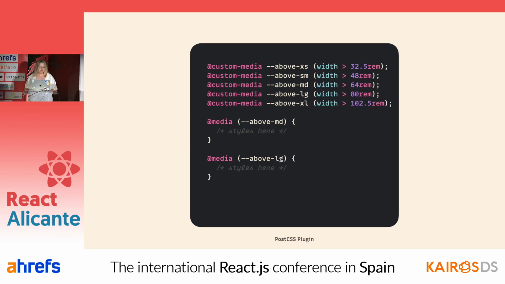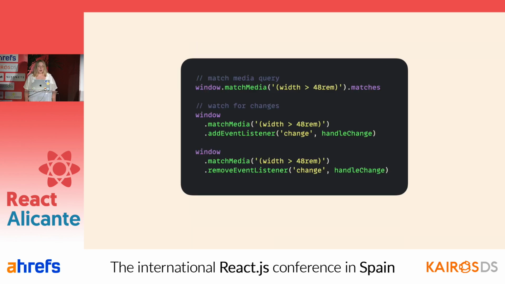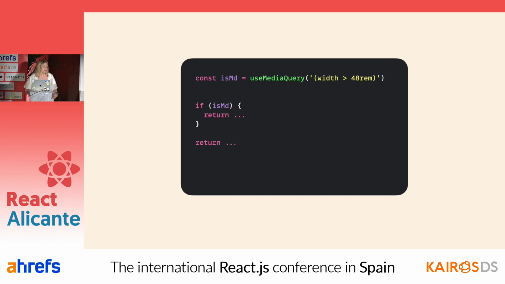If you use PostCSS, there's a really nice plugin that you can use to define custom media queries and just reuse them throughout your application. There's also, in JavaScript, the matchMedia API that you can call on window to check whether the window matches your media query or not, and you can even listen to the changes. Using this API, we can define our own custom set of hooks.